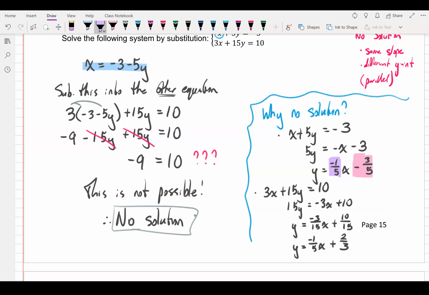And I hope you can see what I'm talking about. Same slope, different y-intercept. And I'll leave you with that.